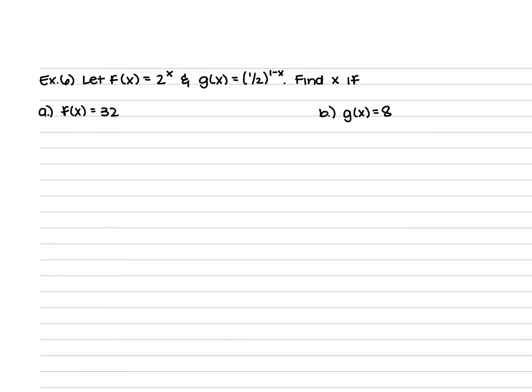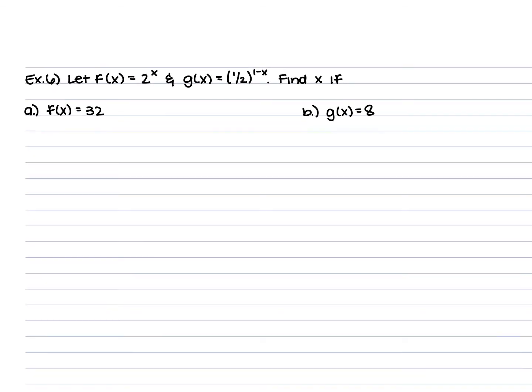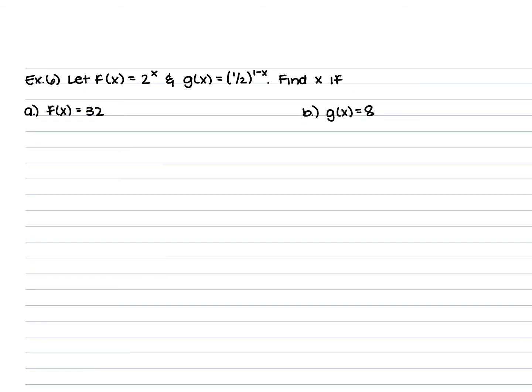For the last section of our notes, we're going to let f of x equal 2 to the power of x and g of x equal 1/2 to the power of 1 minus x. For example A, we're going to find when f of x is equal to 32. So we're solving for x. We're told that f of x is equal to 32, so we'll use f of x is equal to 2 to the power of x, and we'll plug in 32 for the f of x.